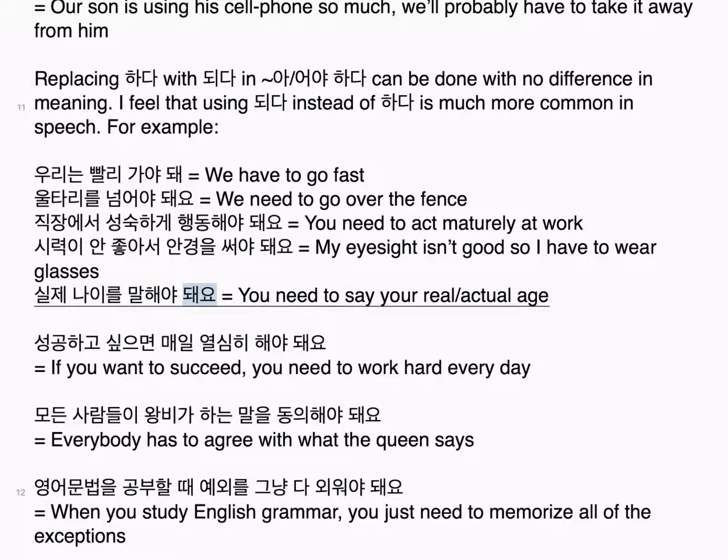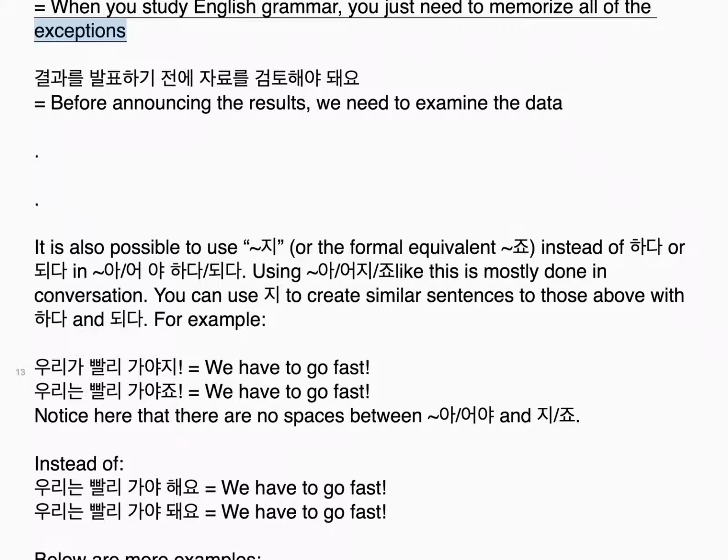실제 나이를 말해야 돼요. You need to say your real, actual age. 성공하고 싶으면 매일 열심히 해야 돼요. If you want to succeed, you need to work hard every day. 모든 사람들이 왕비가 하는 말에 동의해야 돼요. Everybody has to agree with what the Queen says. 영어 문법을 공부할 때 예외를 그냥 다 외워야 돼요. When you study English grammar, you just need to memorize all of the exceptions. 결과를 발표하기 전에 자료를 검토해야 돼요. Before announcing the results, we need to examine the data.